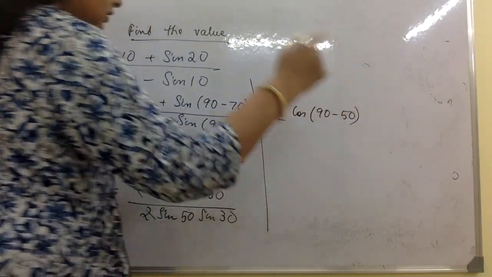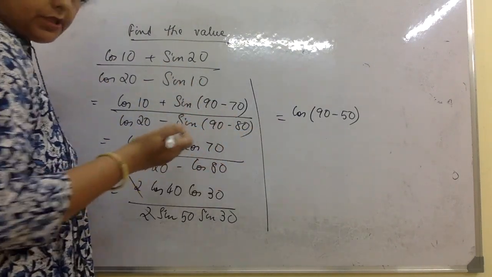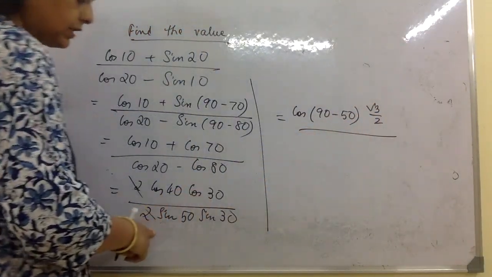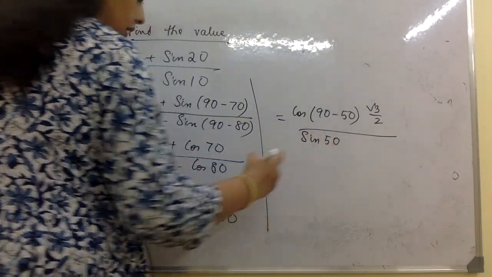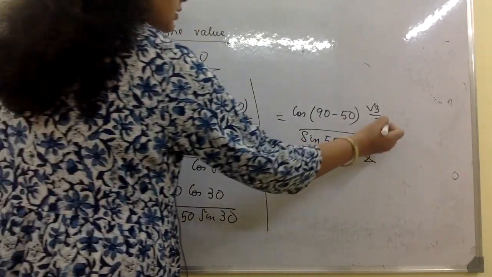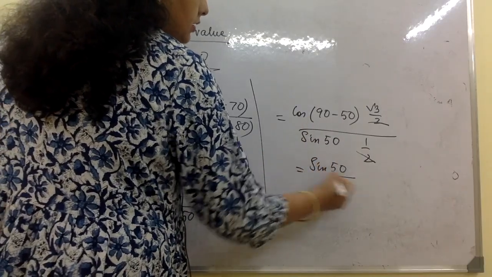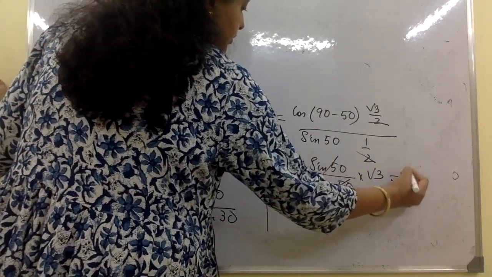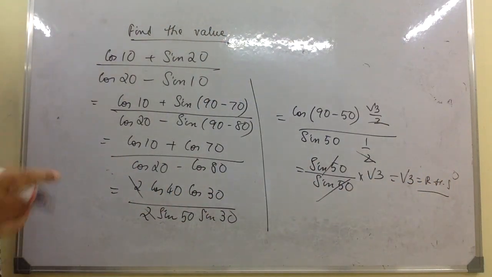Okay, and what is the value of cos 30? It is root 3 by 2. Now sine 50, we will keep it as sine 50, and sine 30 is a half. If we do that, this is now sine 50 by sine 50, and then we have a root 3, which is equal to the right hand side. So that is our right hand side.